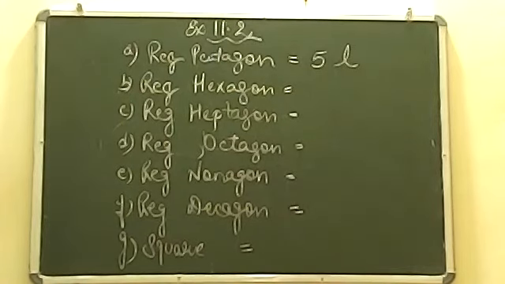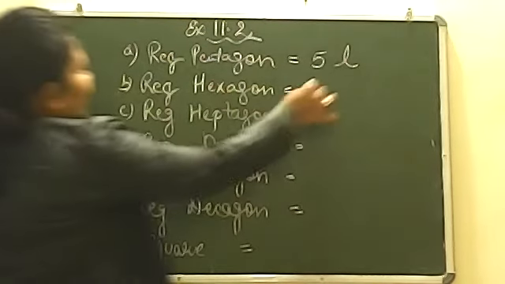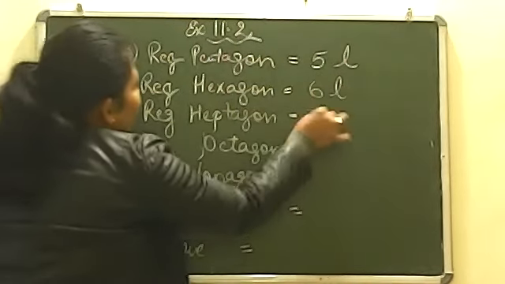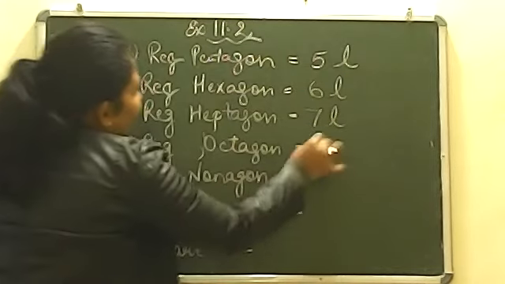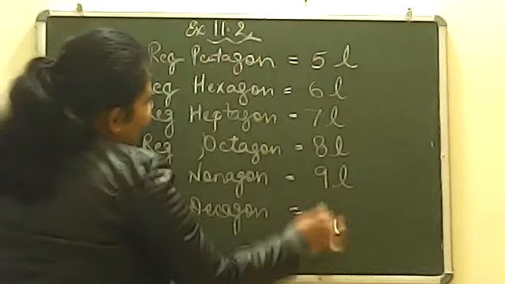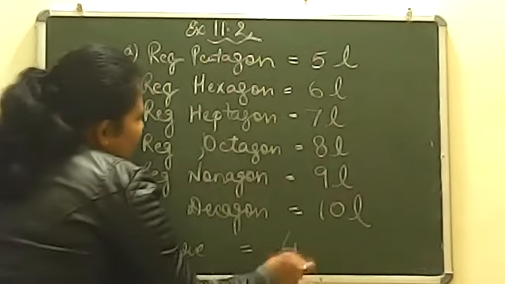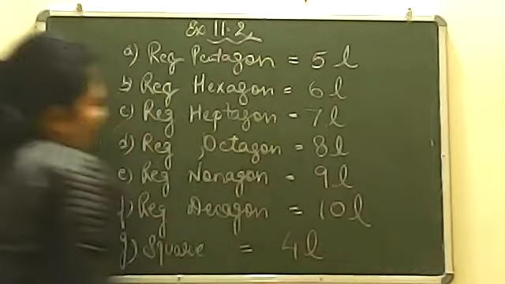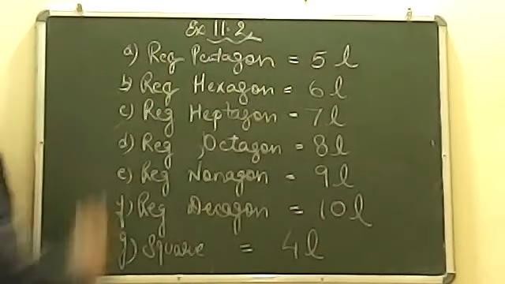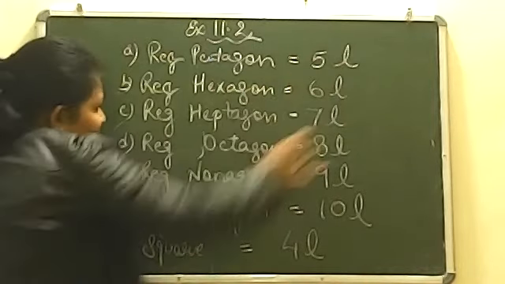So yes, now question number which I have given you, hexagon will be 6L, heptagon means 7L, octagon means 8L, nonagon means 9L, decagon means 10L because it has 10 sides, square has 4 sides and all 4 are equal. This is 4L. Remember, all the figures which I have written here on the board are regular figures. They are called regular figures. So that is why we are writing here 5L, 6L, 7L.